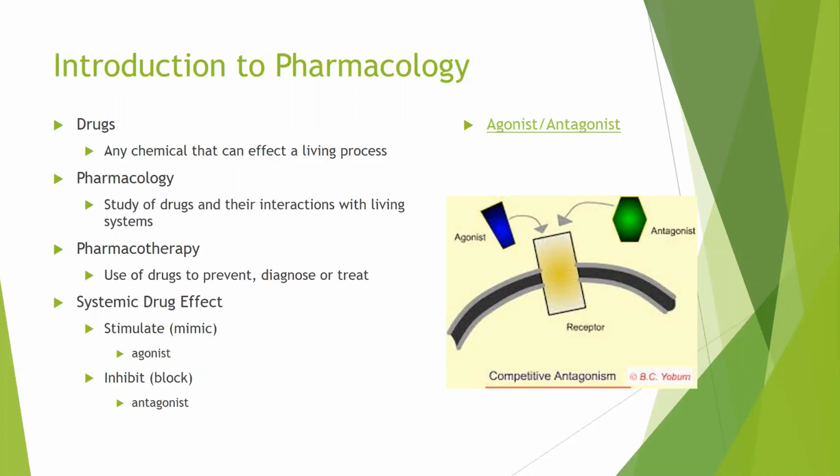When we talk about systemic drug effects, we either want to stimulate an action or prevent an action from occurring. Many drugs we talk about will be classified as agonist or antagonist. An agonist binds to receptors to produce a response. An antagonist blocks an action of an agonist and causes an action opposite of the agonist.